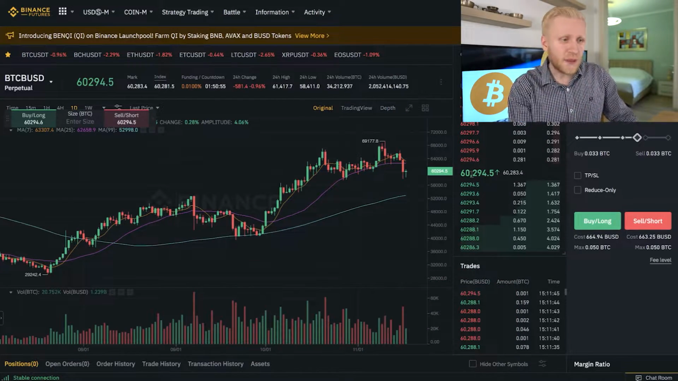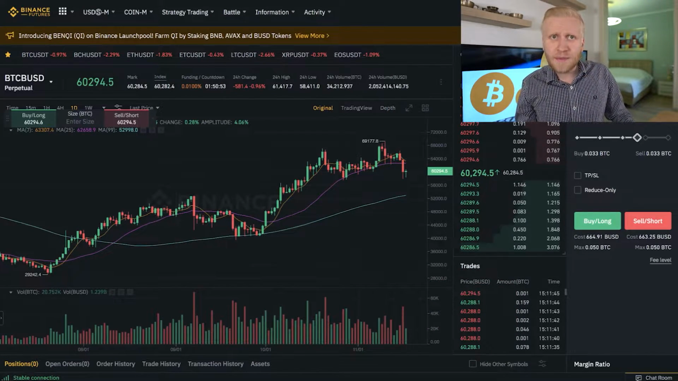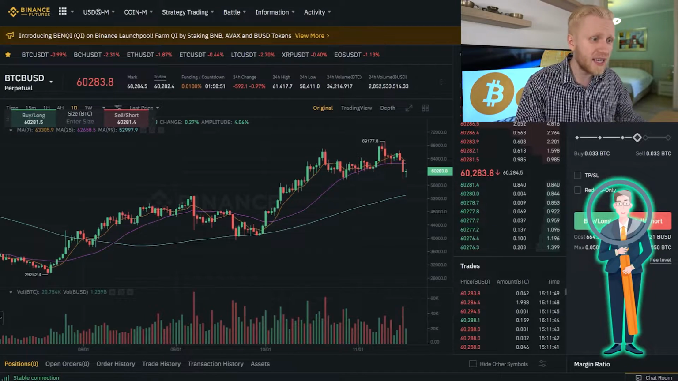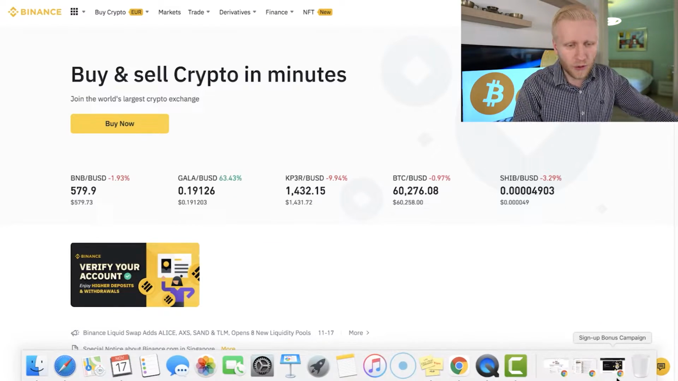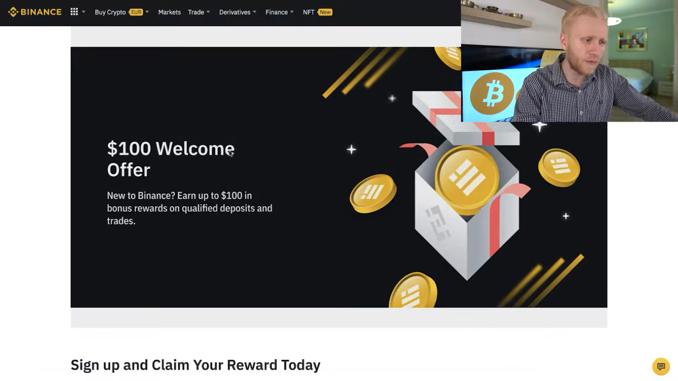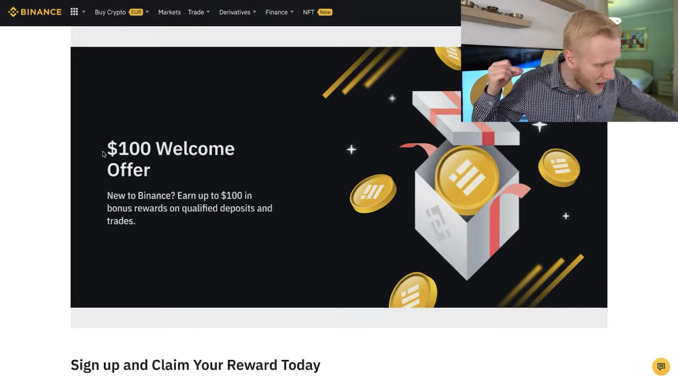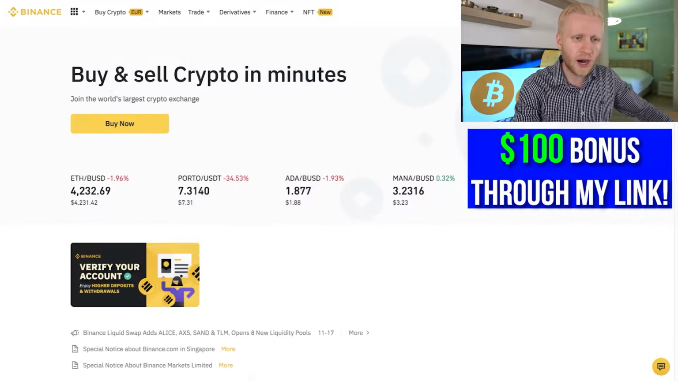Let's start the futures platform immediately, but first thing you probably are asking, where to find Binance futures? Well, first of all, if you don't already have an account, you can create an account. For new members, they have this $100 welcome offer. I will show you how to find it.